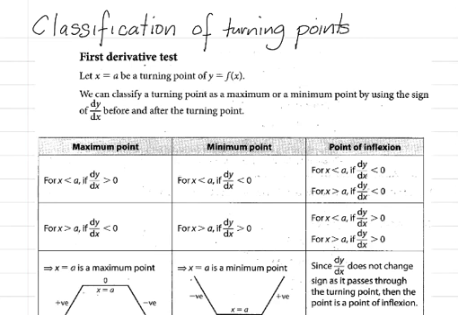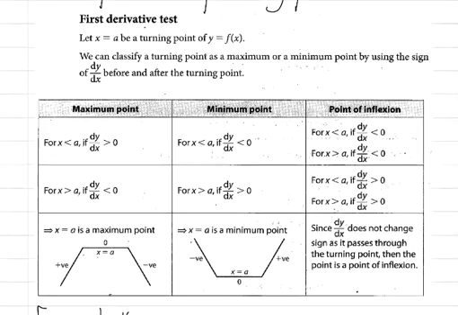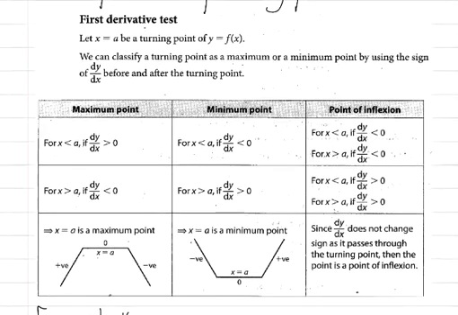All right, so essentially what this table is showing is that if a point is a maximum turning point, the gradient before the point is going to be positive, and the gradient after the point is going to be negative. If a turning point is a minimum turning point, the gradient before the turning point is going to be negative, and the gradient after the turning point is going to be positive. And the gradient at the turning point is equal to 0.